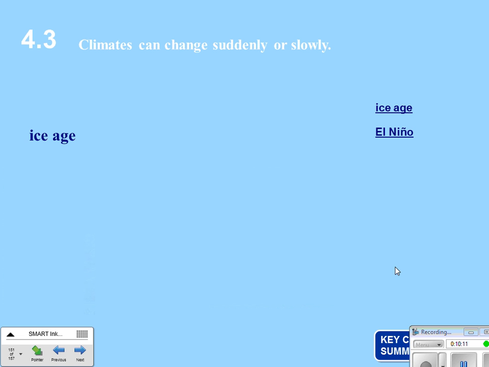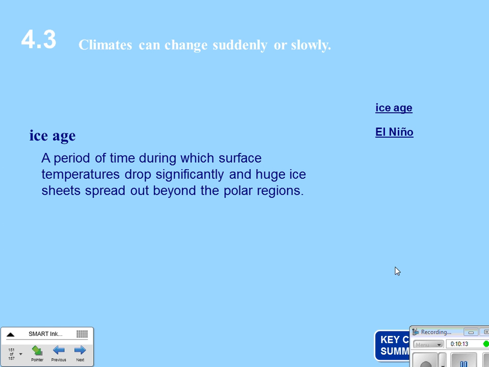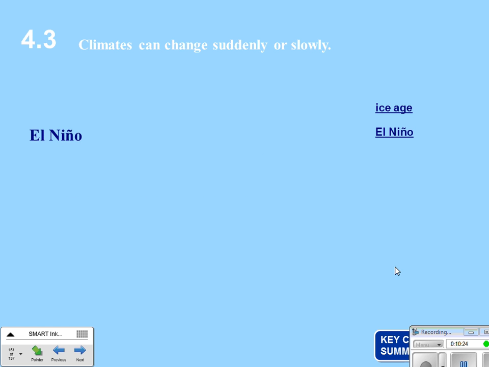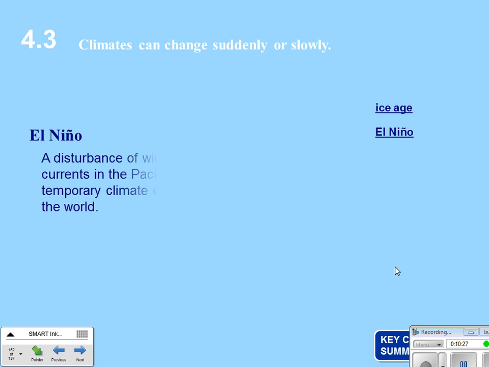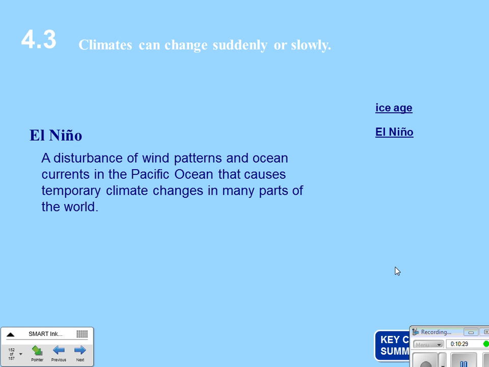An ice age. We've talked about these before, but again, a period of time during which surface temperatures drop significantly and huge ice sheets spread out beyond the polar regions. So everything's turning to ice. El Nino, a disturbance of wind patterns and ocean currents in the Pacific Ocean that causes temporary climate changes in many parts of the world.